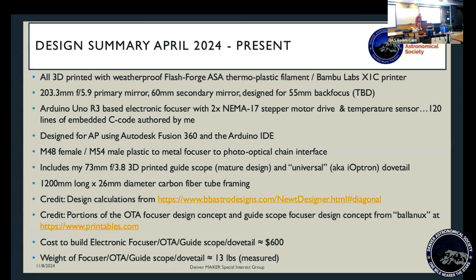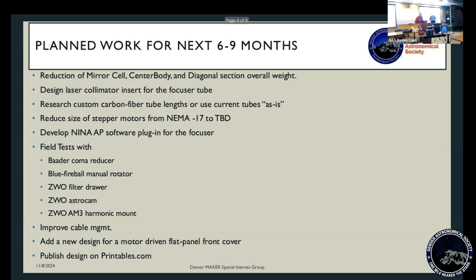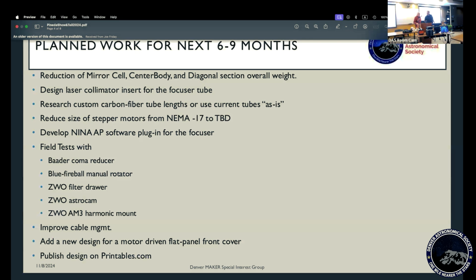I have a demo here for the focuser. I'll save that to the end because that way we won't have to switch around. So the planned work for the next 6 to 9 months: reduction of the mirror cell, center body, and diagonal section overall weight, and the addition of an insert for a laser collimator.